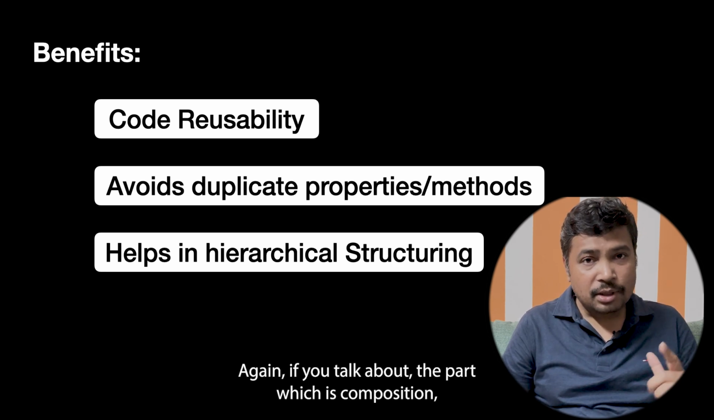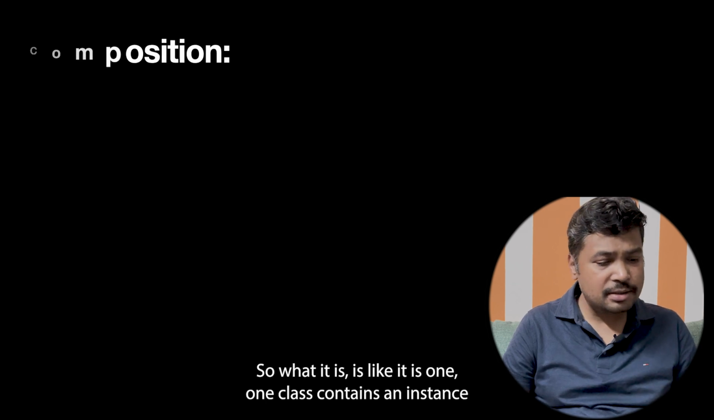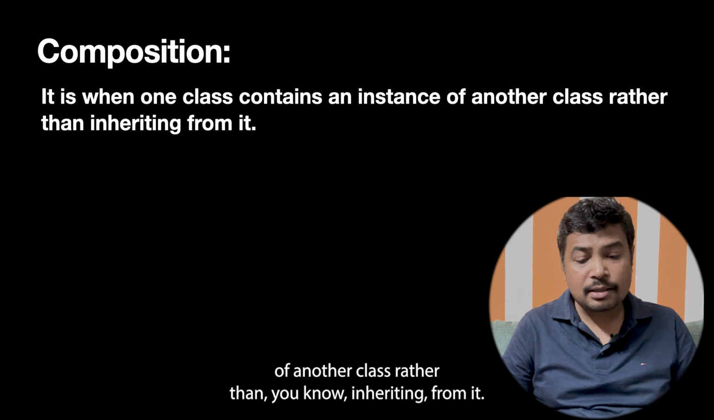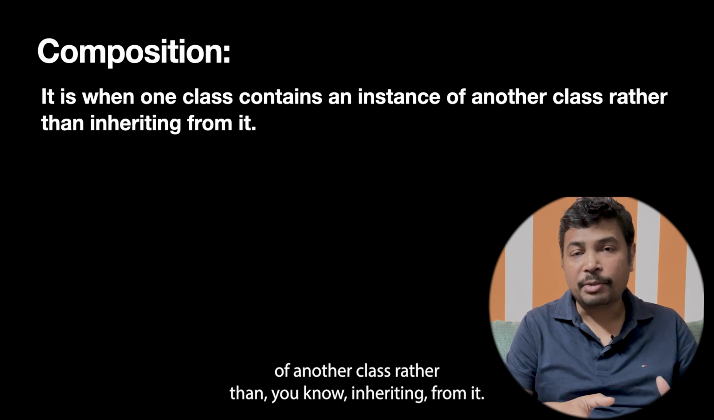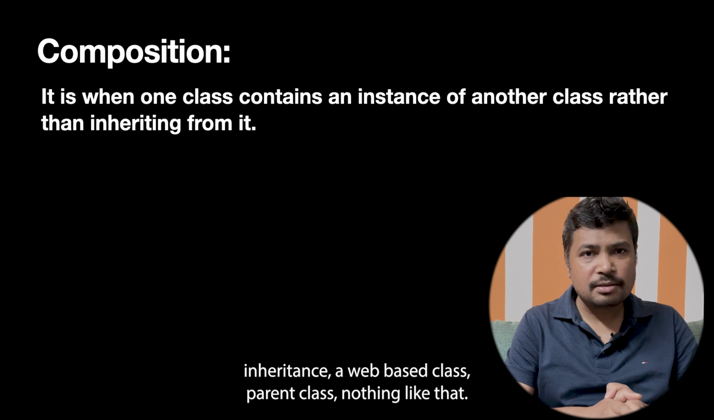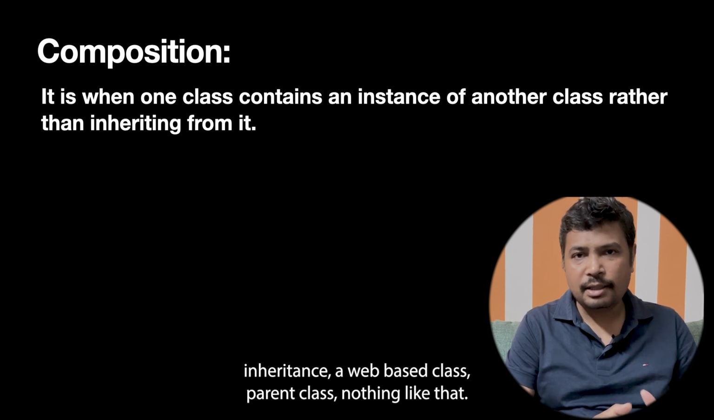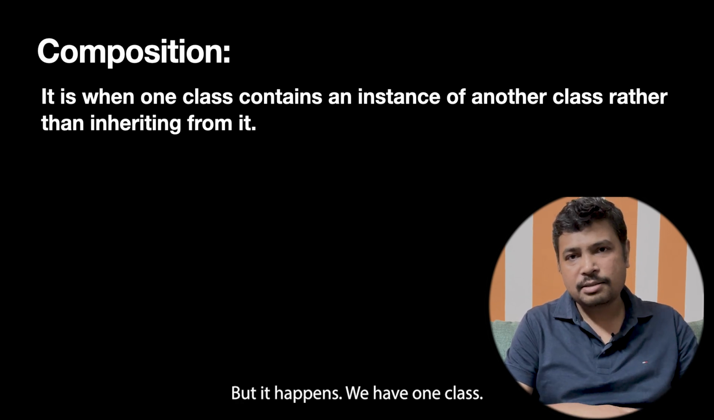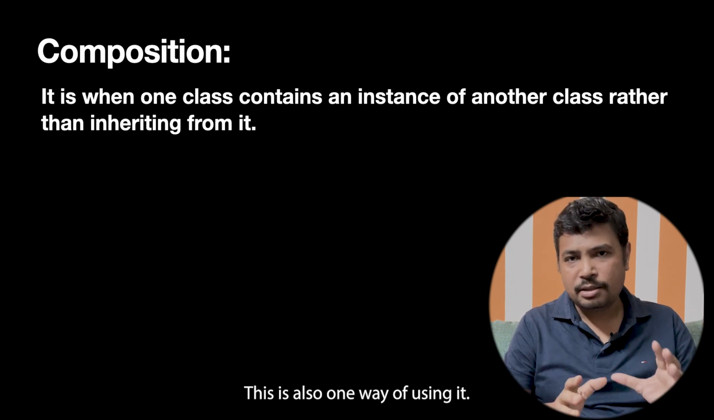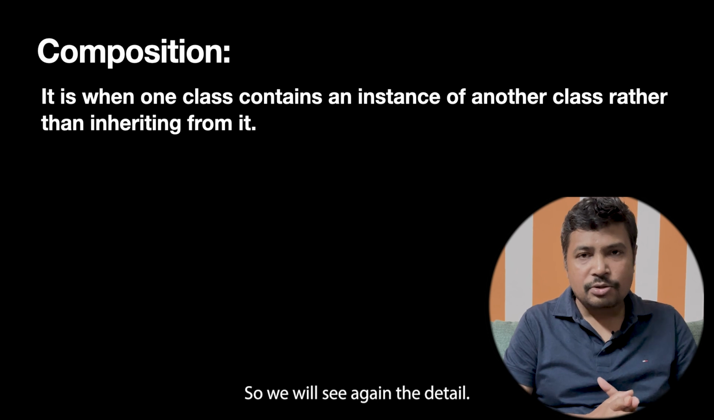Now the other part, which is composition, is based on the object. It is when one class contains an instance of another class rather than inheriting from it. It doesn't do inheritance, where there is a base class or parent class, nothing like that. We have one class, and another class gets an instance of this class and uses its methods. This is also one way of using it. We'll see it again in detail.